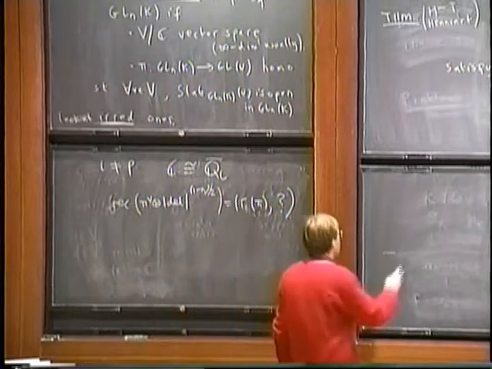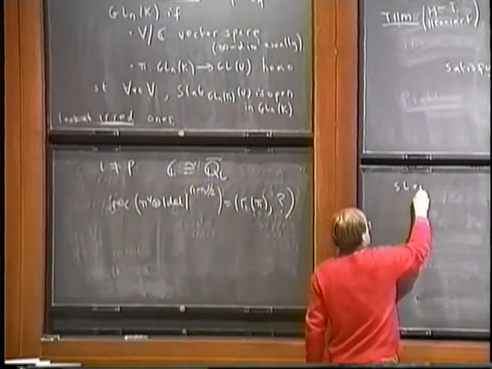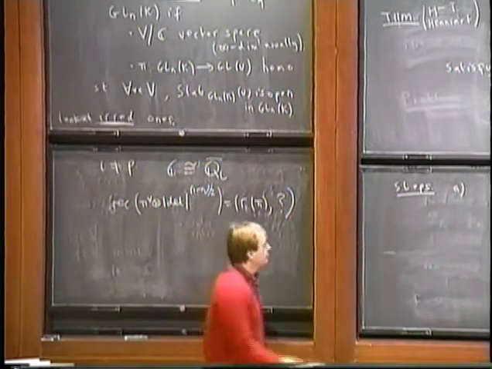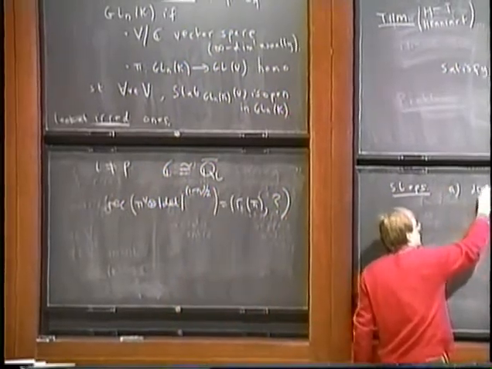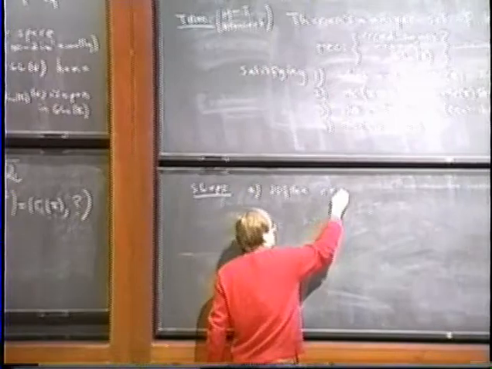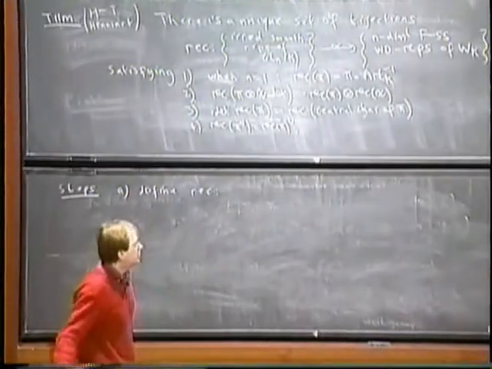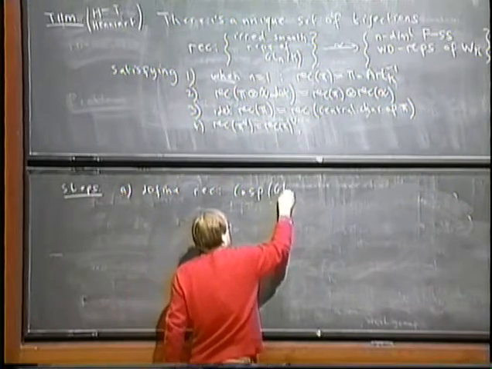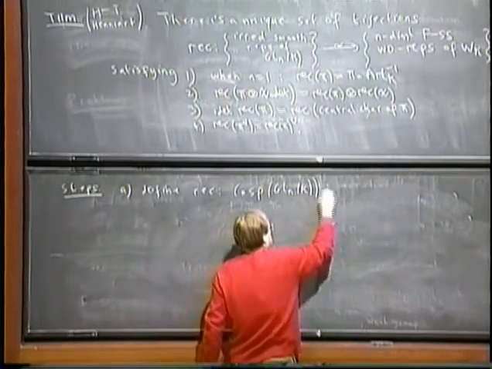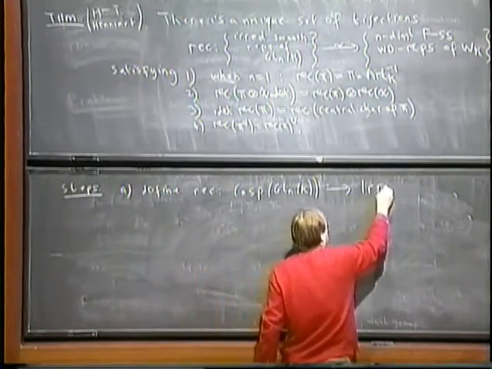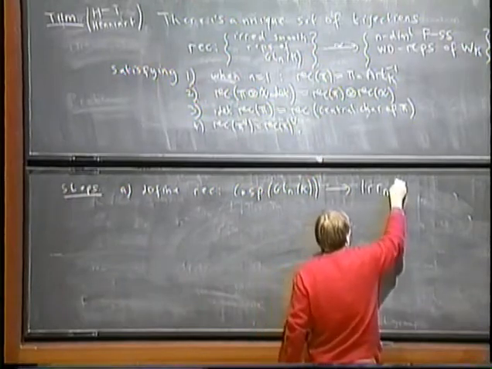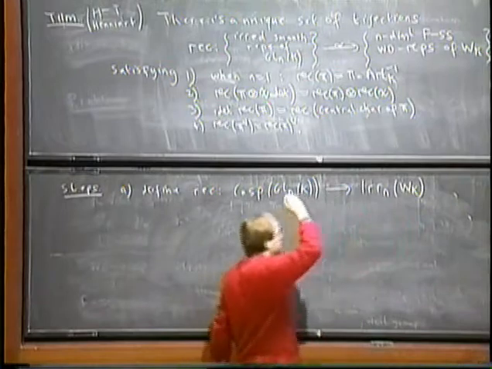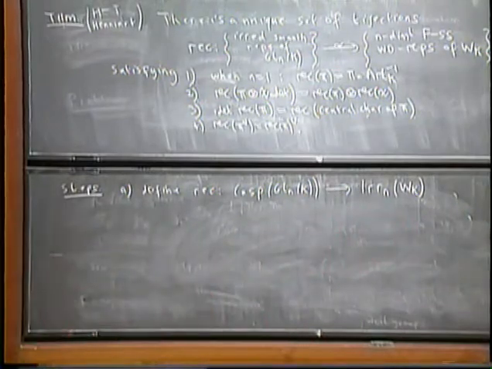The way Michael and I proceeded, there are three steps. We first of all define a reciprocity map, from in fact the whole of cusp to the irreducible n-dimensional representations of the Weil group.